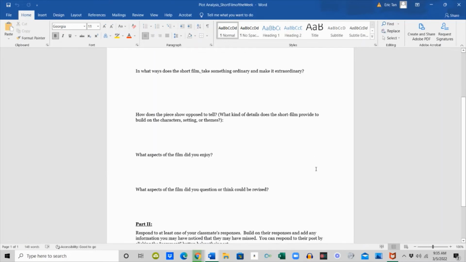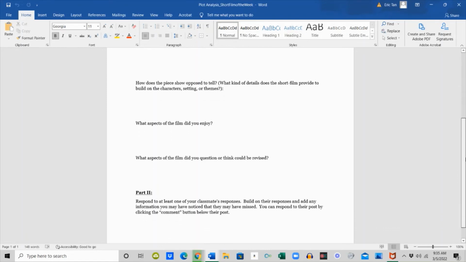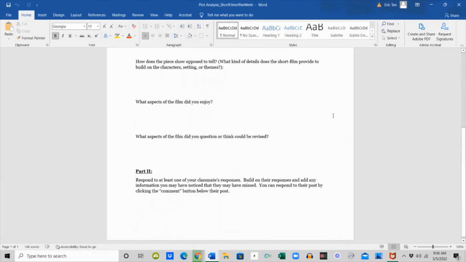How does the piece show as opposed to tell? So one of the things that I'll ask is, what would be different if the film didn't have a voiceover? What would be different if this film was told from a different character's perspective? What would be different if the film was animated as opposed to actually a live action film? What aspects of the film did you enjoy? And what aspects of the film did you question or think could be revised?